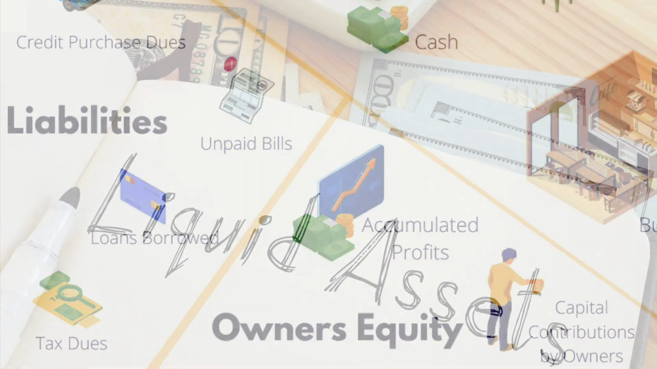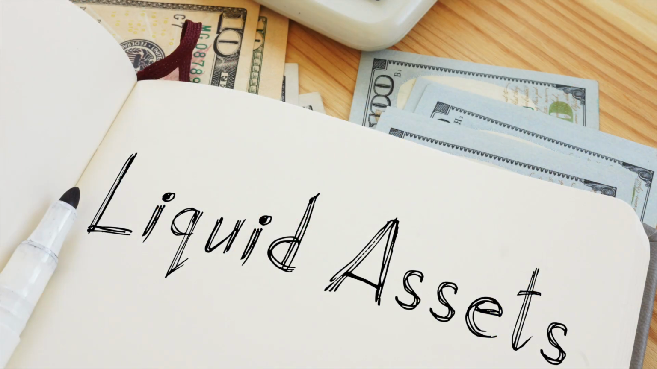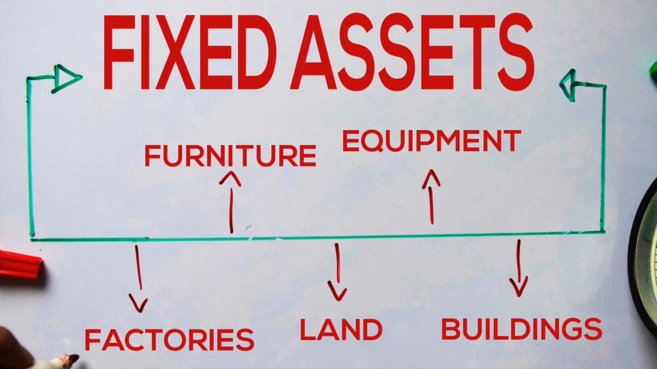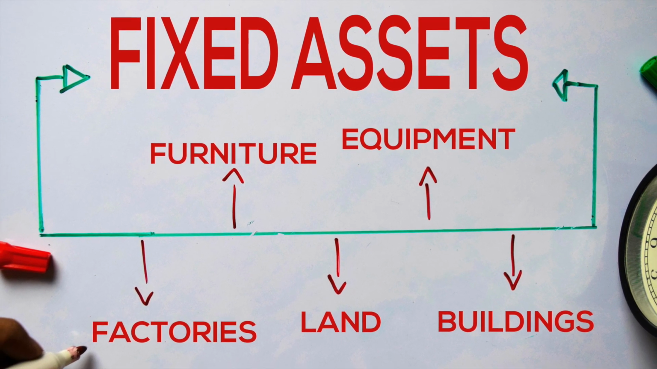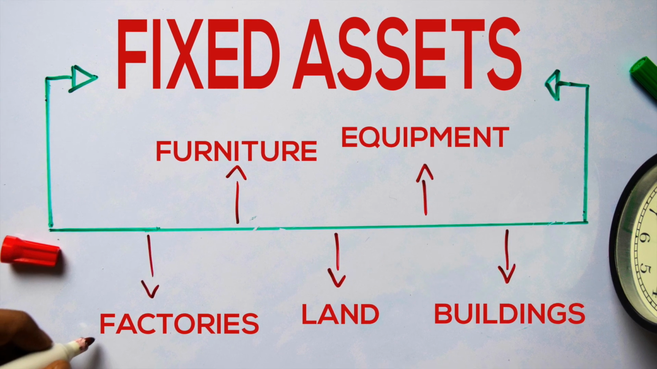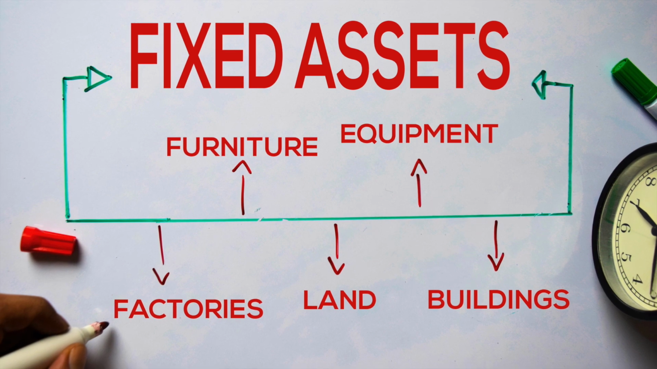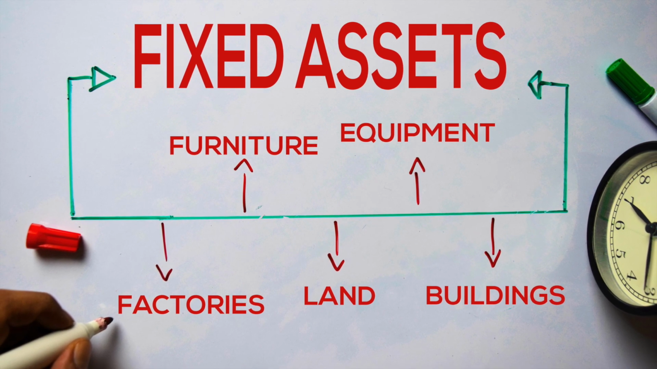Assets can be liquid or fixed. Liquid assets include cash and items that can be converted to cash. Fixed assets cannot be converted easily to cash. Fixed assets are usually intended for long-term use, such as land, vehicles, or machinery.